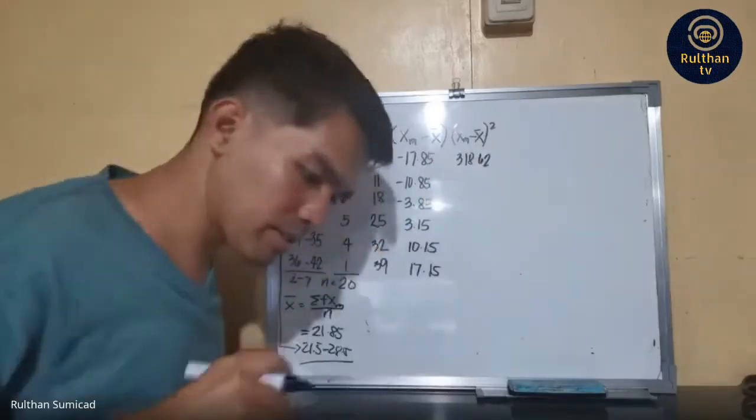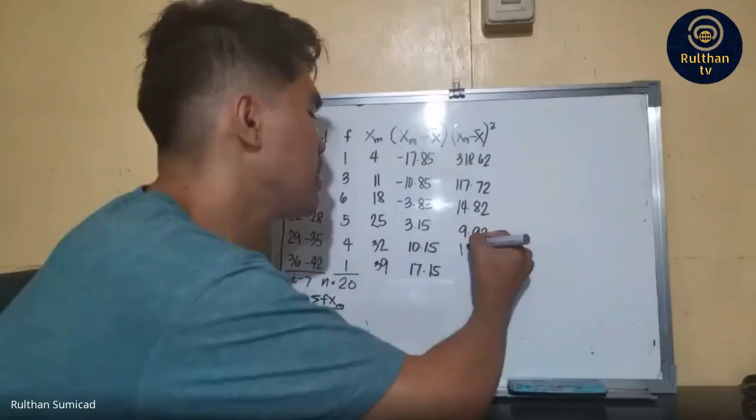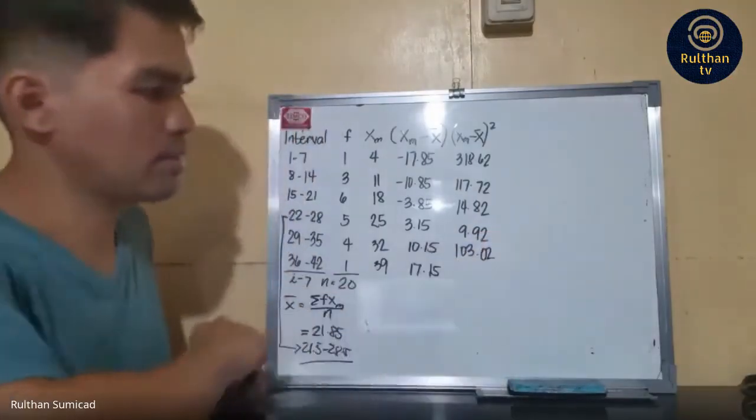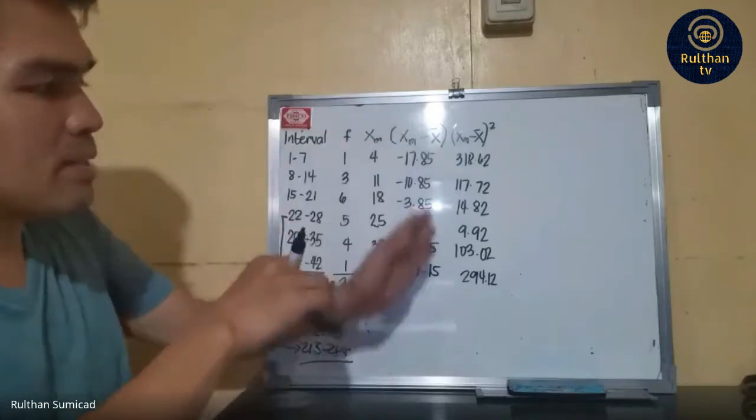318.62. Next. 117.72. 72. Wait, these are all negative, positive. All positive na, sir, because it's squared. Very good. Next. 14.82. Next. 9.92. Next column. 103.02. Next. And 294.12. I hope others, you also have this value. I mean, these values are all correct.